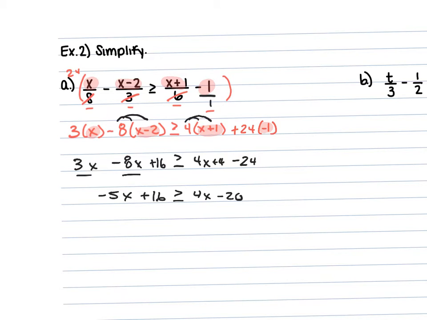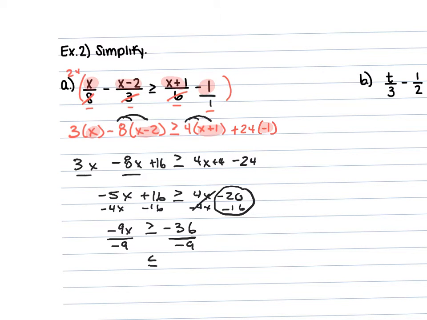All right, from there, let's go ahead and subtract 4x from here, subtract 4x from there, and we get negative 9x. Let's subtract 16 and subtract 16. We get negative 9x is greater than or equal to negative 36. That's negative 20 minus 16. We're going to divide both sides by negative 9. Now that's an inequality symbol there. So remember, when we divide or multiply by a negative number, that inequality symbol is definitely going to flip. So we get x is less than or equal to negative 36 divided by negative 9, which is a positive 4.